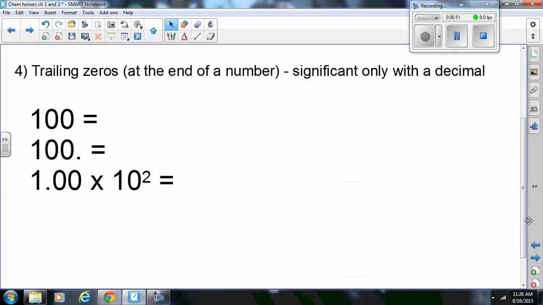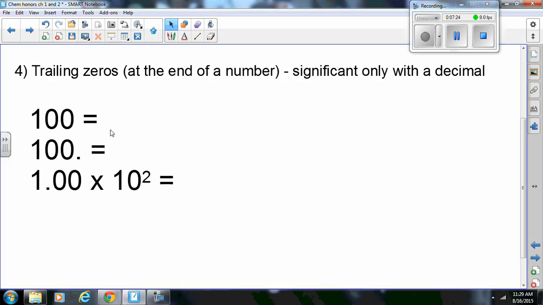All right, it's the trailing zeros that are the toughest. So if you look at these numbers, they're actually all the same number. It's 100, 100 with a decimal, and then 1.00 times 10 to the second. So 3 different ways to write the same number. So what I'd like to tell you is, in that first value, 100, only one of those is considered significant, and it's the 1. So if you have something like 100 and there's no decimal, or it's not written in scientific notation, only the 1 is considered significant.